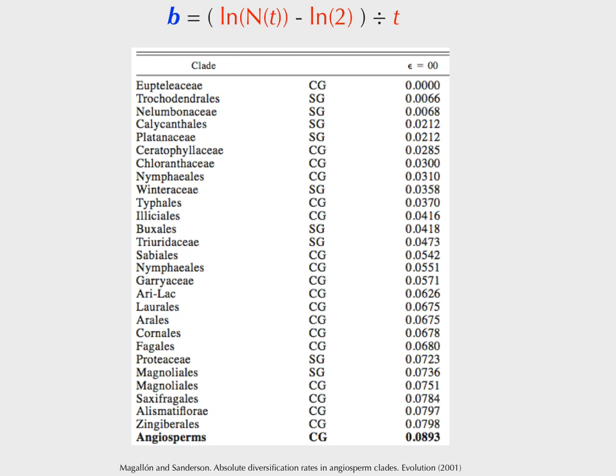Any questions about that? So if I said to you, estimate the diversification rate for beetles, and gave you the diversity and an age, you could do it. Yes? Good.